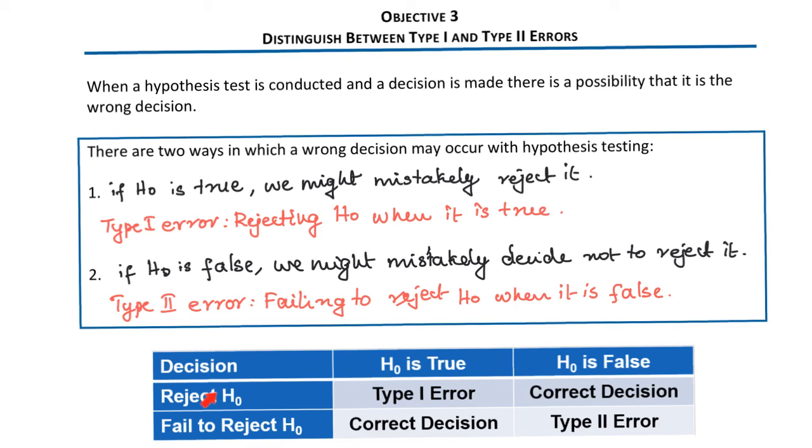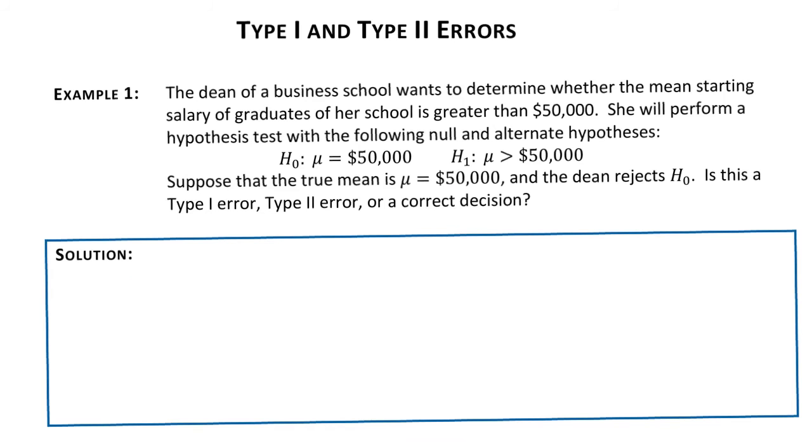So this table summarizes the possibilities. Rejecting the null hypothesis when it is true is the type 1 error, and failing to reject the null hypothesis when it is false is the type 2 error. Let's look at some examples which involve type 1 and type 2 errors.